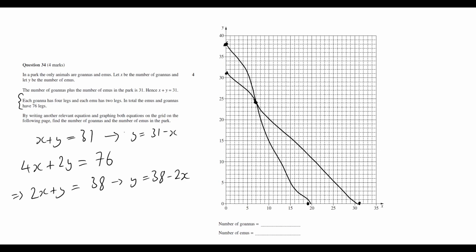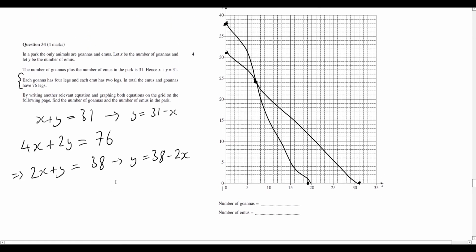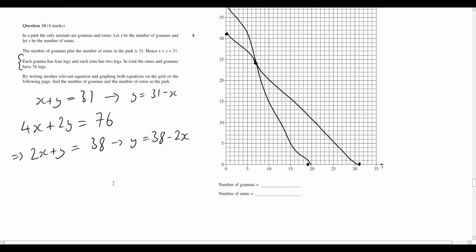Alright, moving on to question 35. Alright, and no, sorry, actually I should mention that the number of goannas here was 7, and the number of emus is 24. Okay, now moving on.